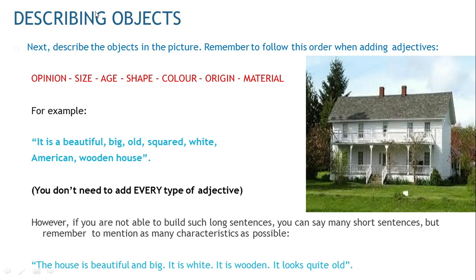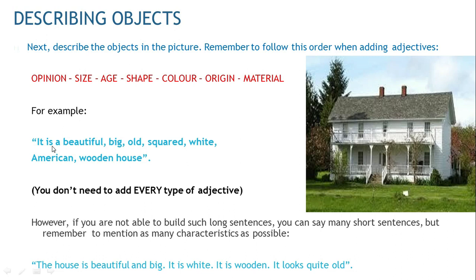You describe objects by using adjectives, and for using adjectives you should know the sequence of adjectives. What is the sequence? First you tell the opinion, then size, then age, shape, color, origin, material. You cannot describe the shape first and then the age next, no. This is the set pattern, and you have to follow it. First opinion, then size, then age, then shape, color, origin, and then material.